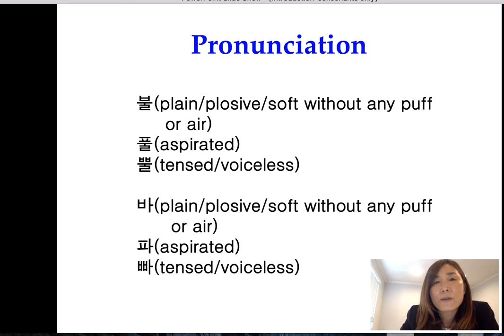Please listen to the following sounds. 불, plain plosive, soft without any puff of air. 풀, aspirate sound. 뿔, tense and voiceless sound. 바, plain plosive, soft without any puff of air. 파, aspirate sound. 빠, tense and voiceless sound. Korean tense consonants are very similar to consonants in English words such as speak, steam, skill. As for the plain plosive consonants, if you can eliminate the puff of air, the aspiration, from the initial consonants in pill, till, church, king, you can produce the sound easily.